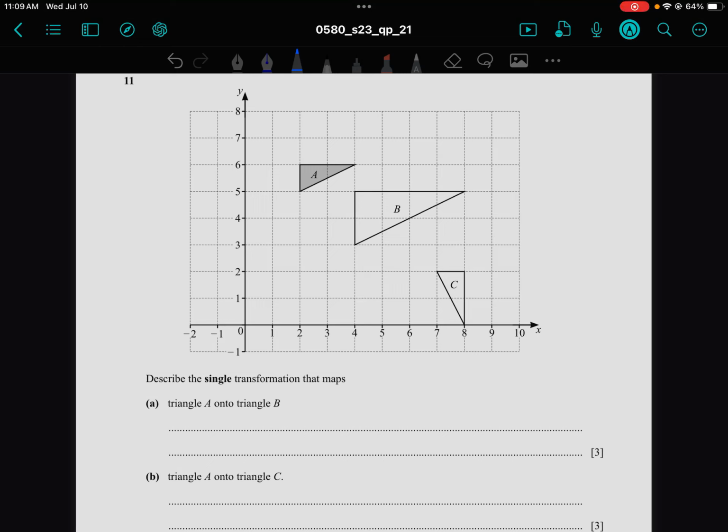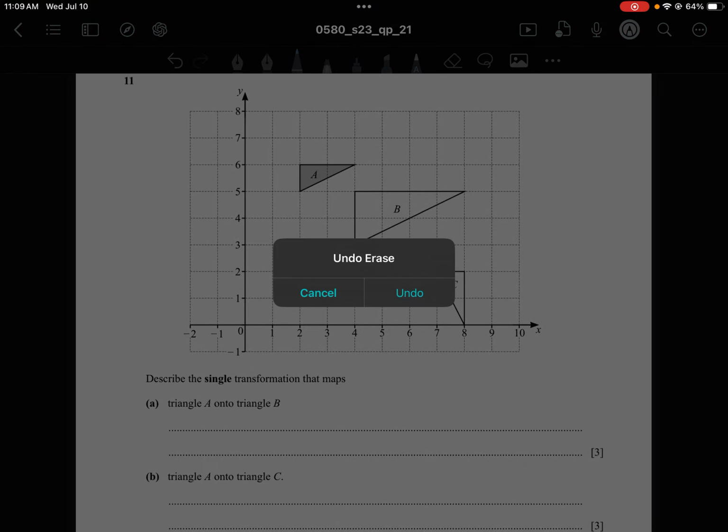Hello everyone. So today we will be solving part number 2 of the same paper. We will start today from question number 11. In part number 1 we have done till question number 10. This is 0580 paper 2 extended, 2023 May June paper.